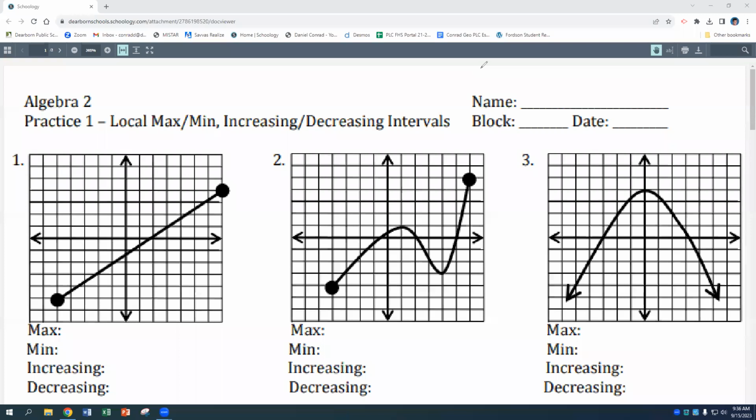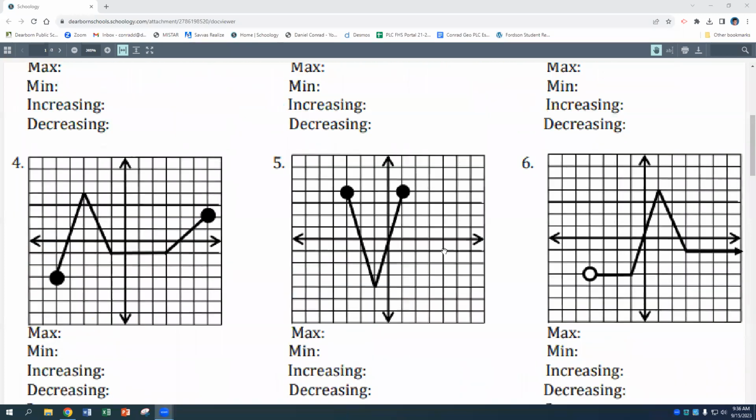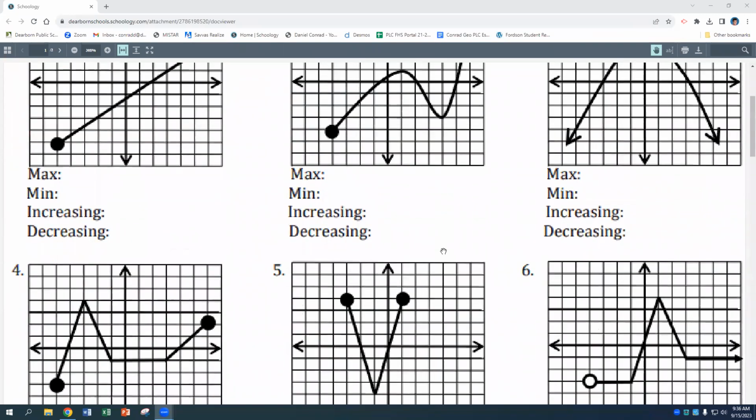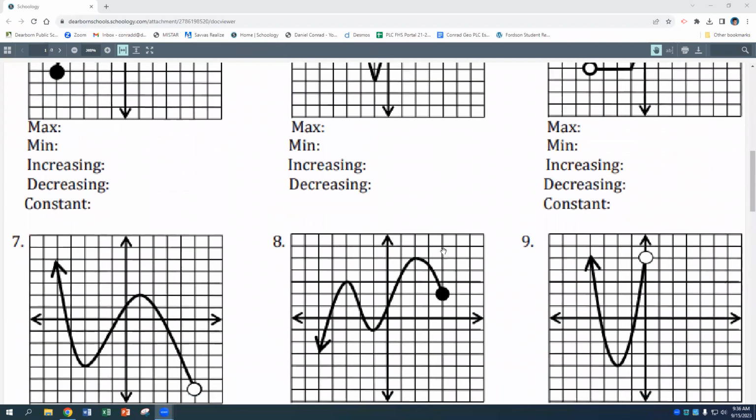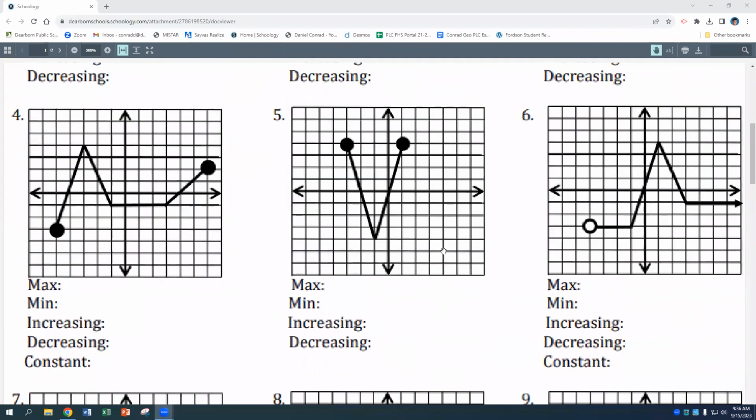All right, let's look at a couple more. Let's look at 4 here, and then we'll look at 7 and 8. We'll do 4, 7, and 8 here. So for number 4, again, I have a relative max right here. We're going from increasing to decreasing. So that relative max looks like it's at -3, 4.